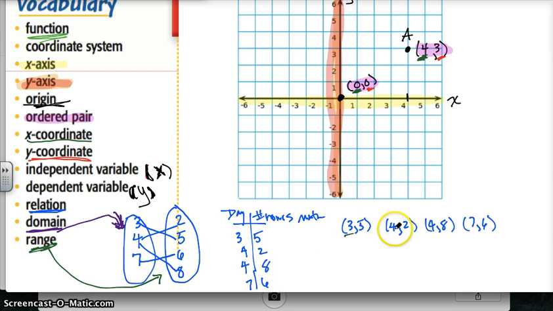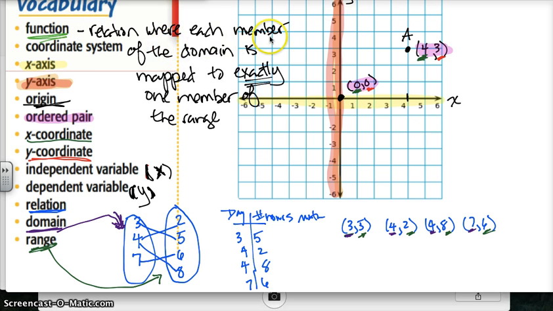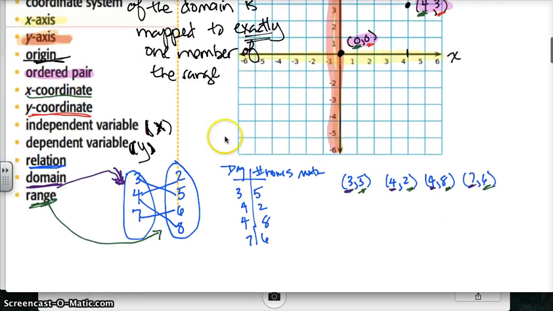The domain refers to the set of all x values, and the range refers to the set of all y values. And so now I can give you a better definition of function, now that I've got all this stuff out of the way. A function is a relation, I'll write it here, where each member of the domain is mapped to exactly one member of the range, or is associated with exactly one member of the range. And I know this is a bit of a convoluted definition. It'll make better sense later, but let me give you an example of a clear functional relationship.